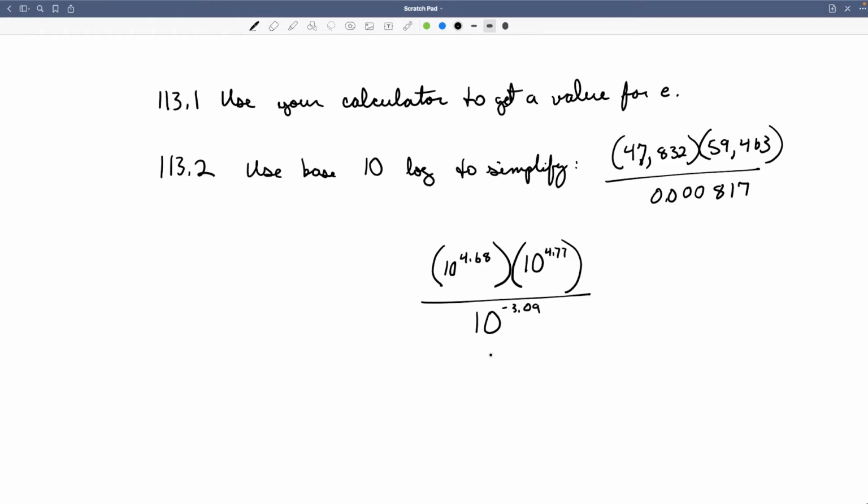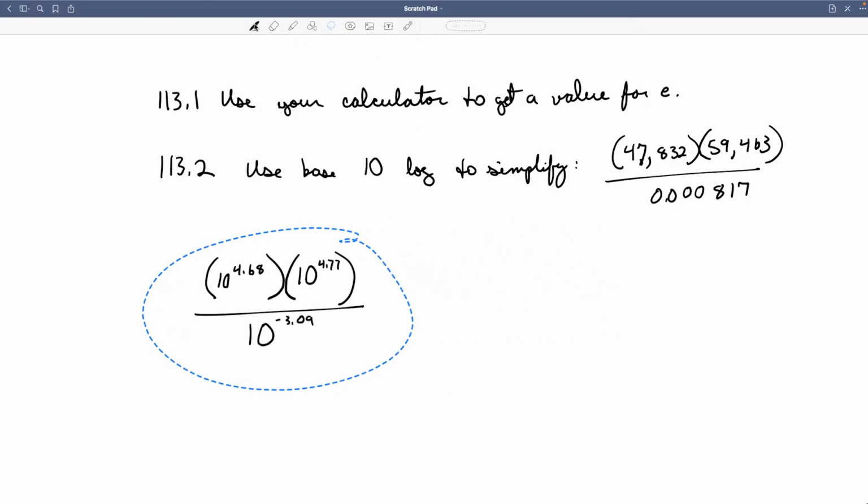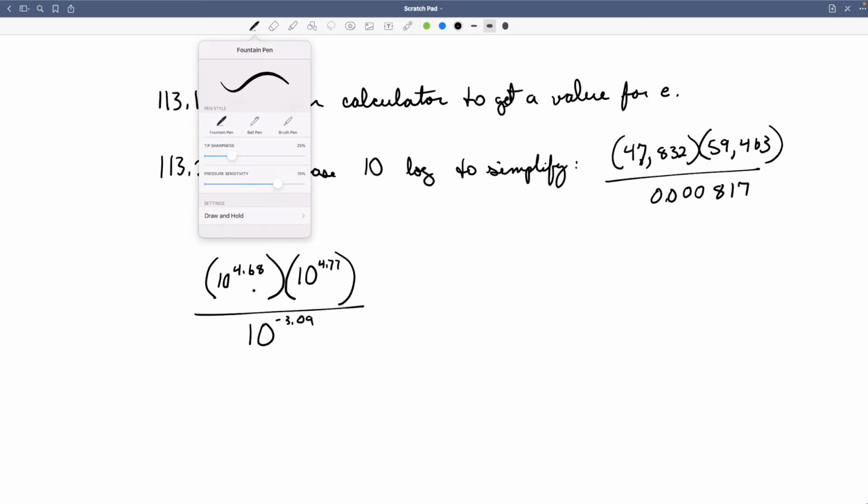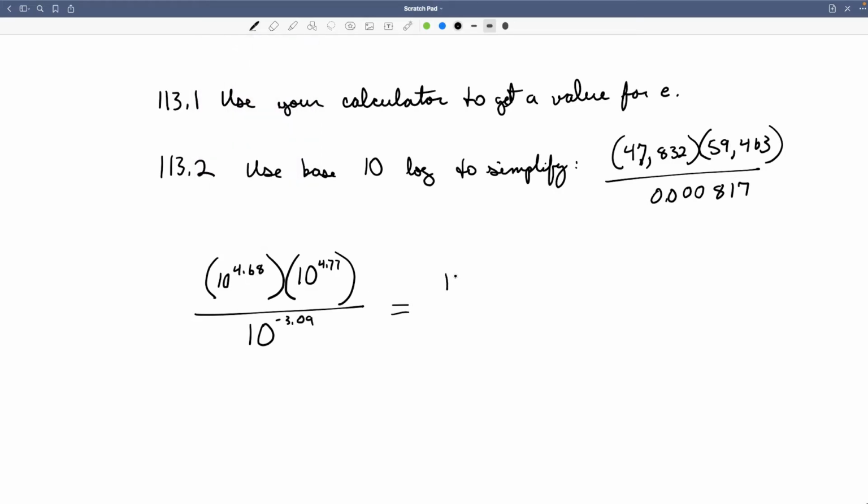We could use the y or the xy key to evaluate 10 to this power, but we'll use the inverse log key to find the anti-logarithm. So first we're going to solve this. Let me move it over so we can solve it and have a little bit of room to do that. So we know when we multiply the same bases together that we add these two together, right? So what we're going to have on the top is 10, and we're going to have 4.68 plus 4.77.